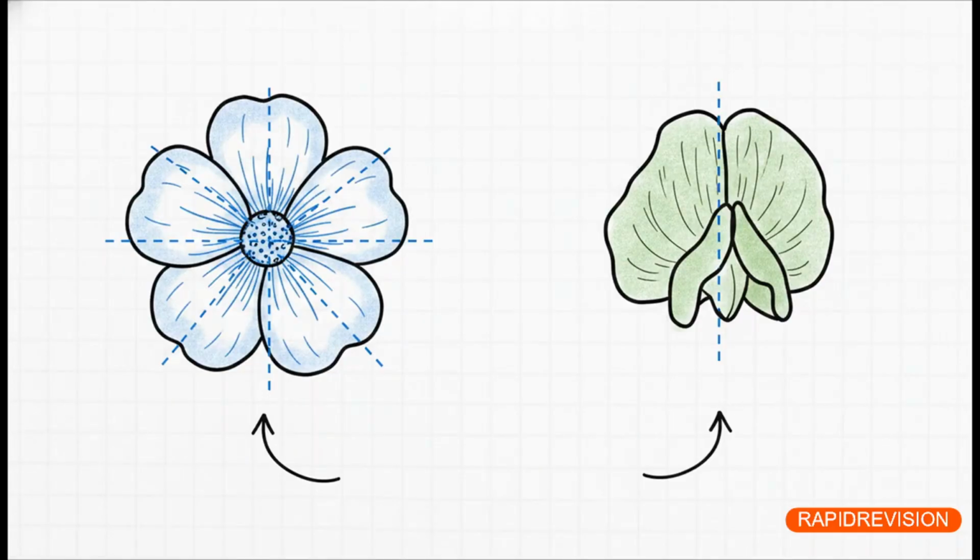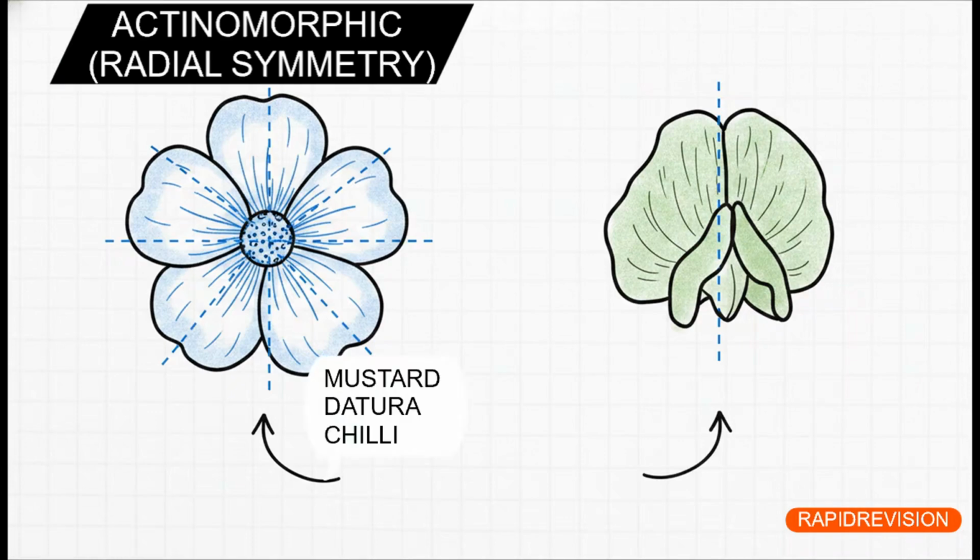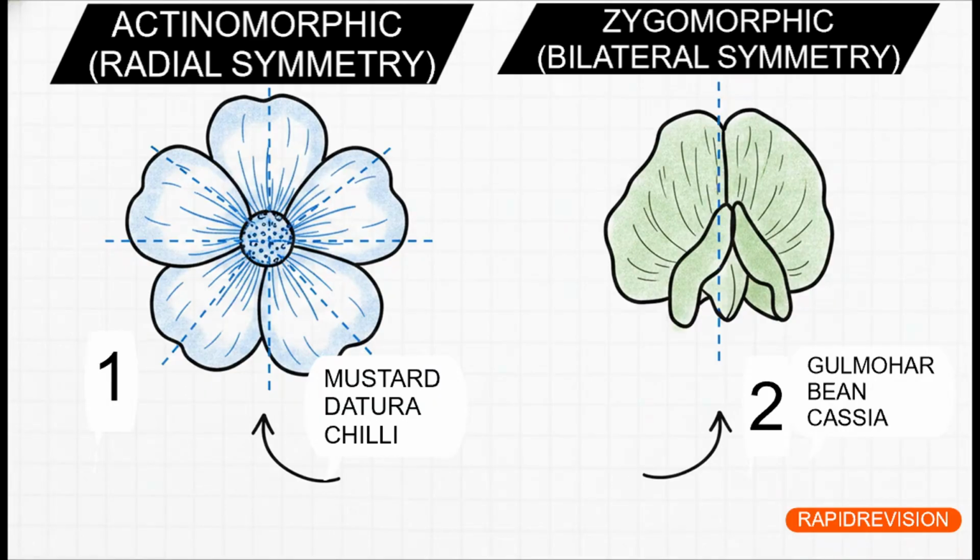Now, you absolutely must memorize these symmetry types and their exact NCERT examples. So, actinomorphic basically means radial symmetry. You can cut it into equal halves from any radial plane at all. Examples: mustard, datura, and chili. On the flip side, zygomorphic is bilateral symmetry, meaning it divides into equal halves by only one specific vertical plane. Your NCERT Bible examples here are pea, Gulmohar, bean, and cassia.